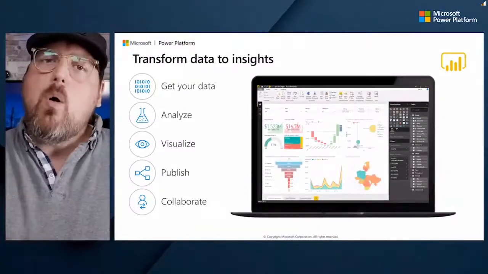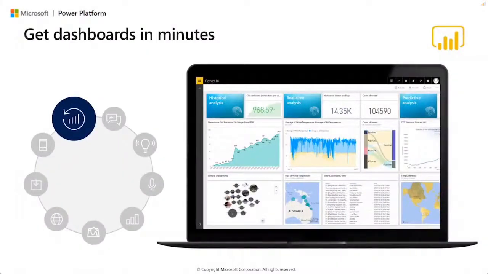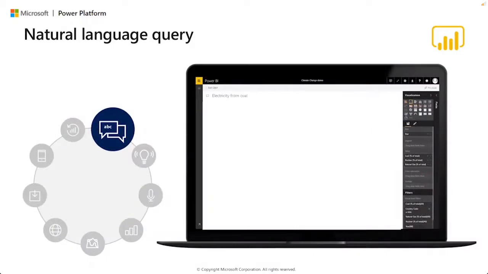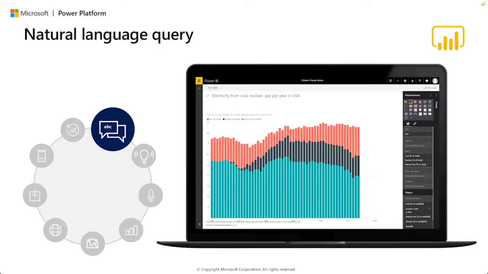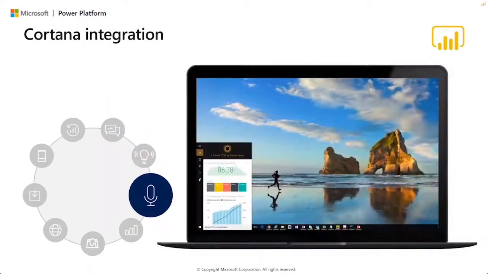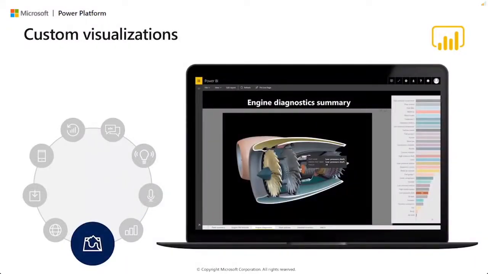So directly from Power BI Desktop, you'll be able to get your data and build dashboards in minutes. And then you'll be able to use natural language query to get information on the data without having to create new reports every single time. You can get quick insights augmented by artificial intelligence. You can also integrate with Cortana, so you can ask information about your data directly from your start menu or any Cortana-enabled device. You can also build very advanced custom visualization.